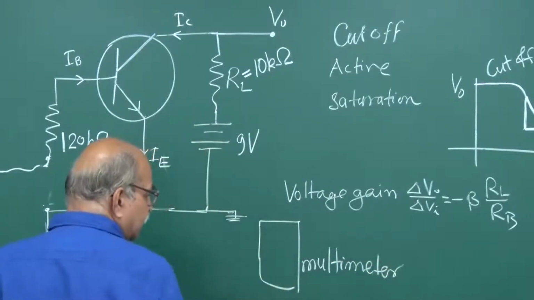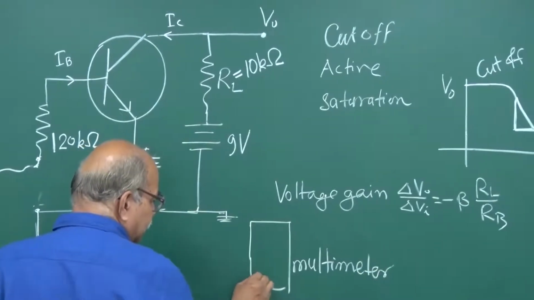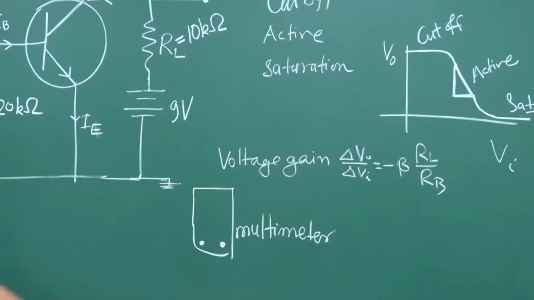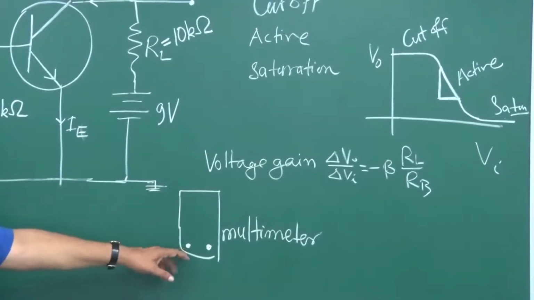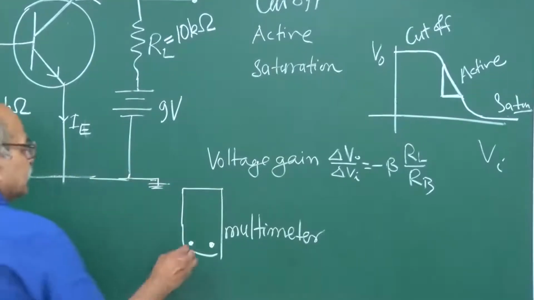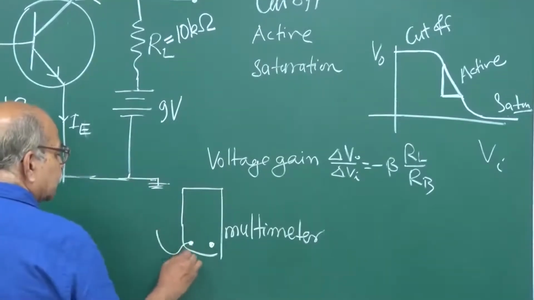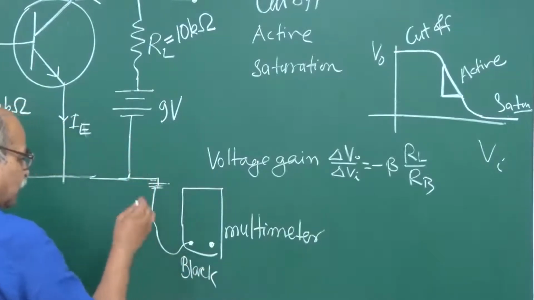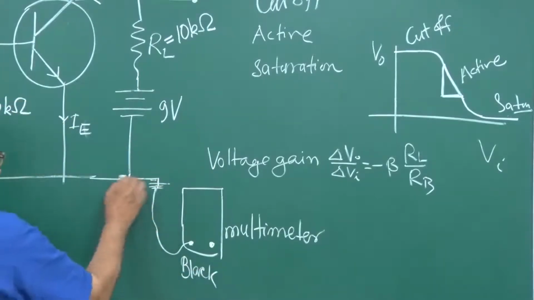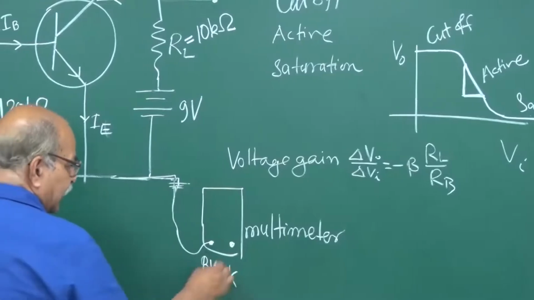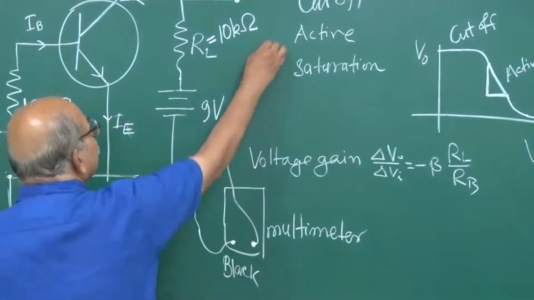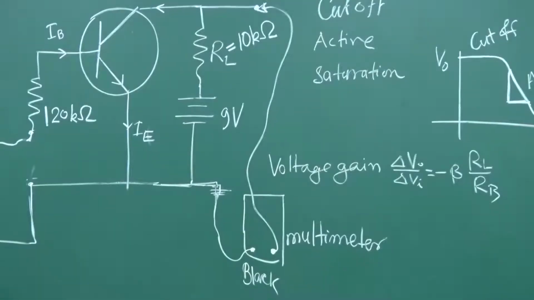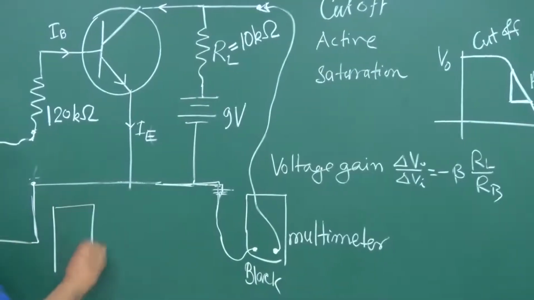The multimeter also has two terminals. One terminal is black, one terminal is red, and the black one is supposed to be connected to that zero potential. So, we will take a lead from here, and that black terminal will be connected to this 0 point, this line here. The other terminal will be connected here, so that it can measure this VO. Similarly, we have to measure VI. So, we will take another multimeter.